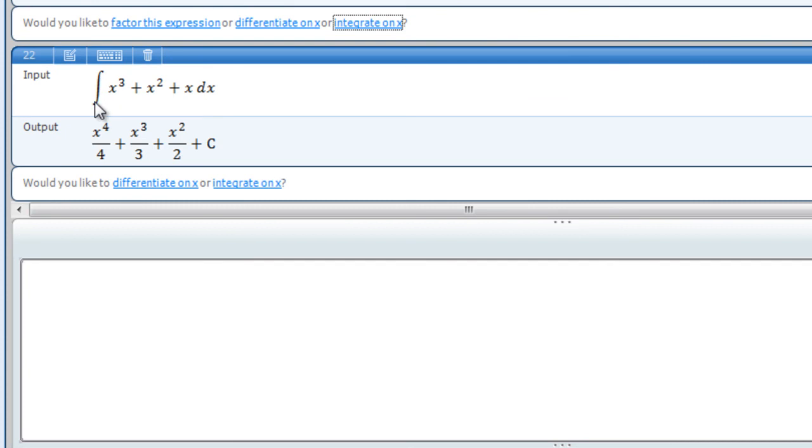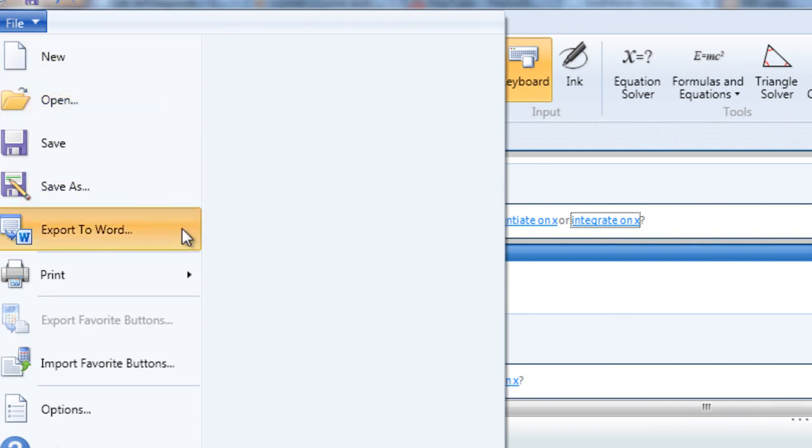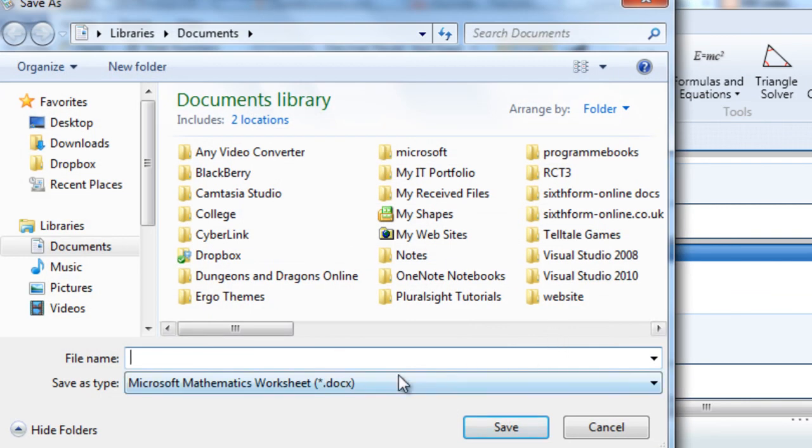So it gives us again the standard notation, x cubed plus x squared plus x with respect to x, and the output is x plus x to the power 4 over 4, x to the power 3 over 3, x squared over 2, plus a constant, which we don't know. It doesn't just do integrals, it actually does definite integrals, but I don't think that comes up on core 1, and it does a lot more.